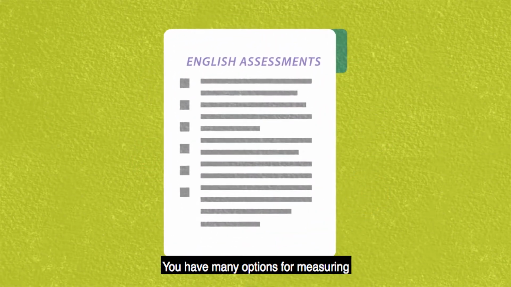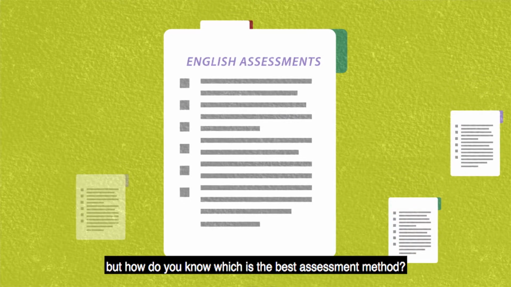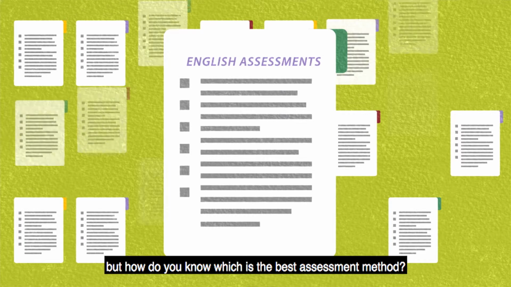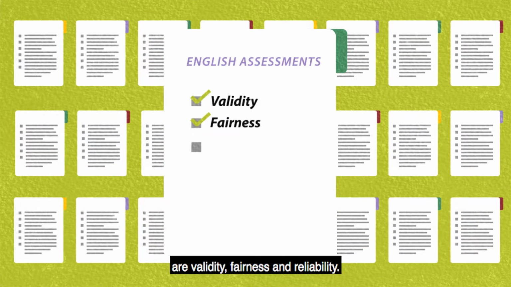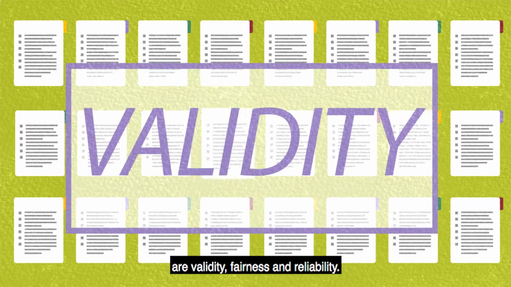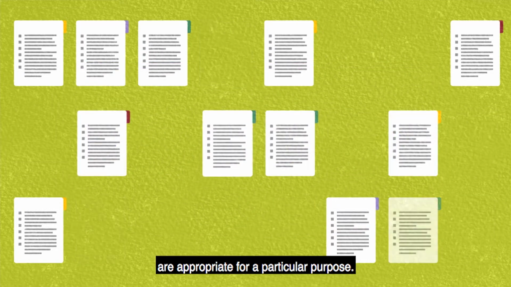You have many options for measuring English language proficiency. But how do you know which is the best assessment method? The key attributes of any quality assessment are validity, fairness, and reliability. Validity is the extent to which the test scores are appropriate for a particular purpose.